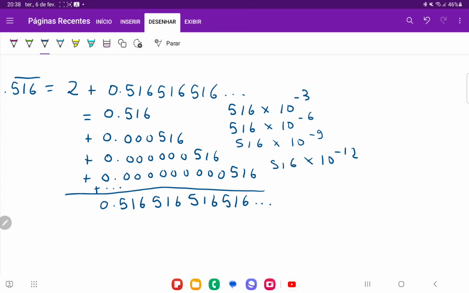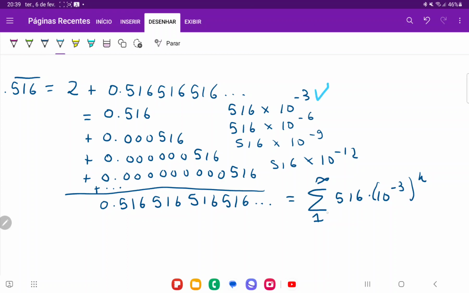So what we can actually say is that this expansion is going to be the same thing as summing up 516 times 10 to the minus 3 to the power of n, from 1 to infinity. Because let's think about this. Let me just fix this up. If n is equal to 1, then the first term is going to be 516 times 10 to the minus 3 times 1, which is 10 to the minus 3, which is the same thing as this guy here, right?